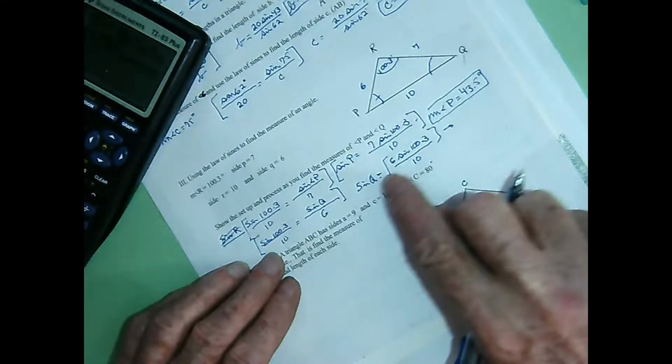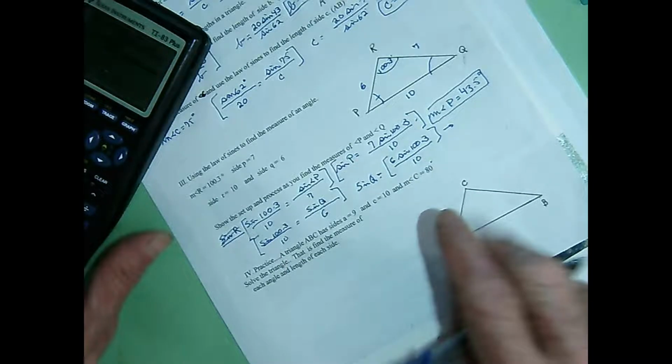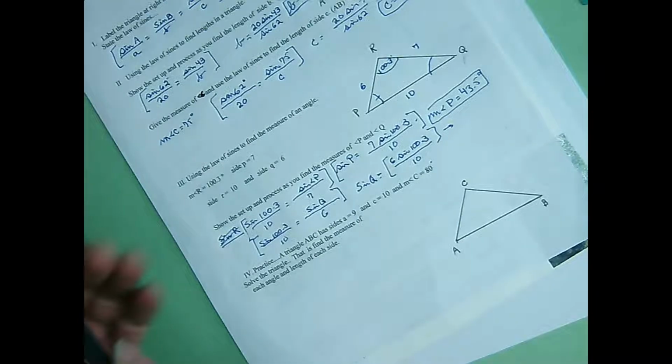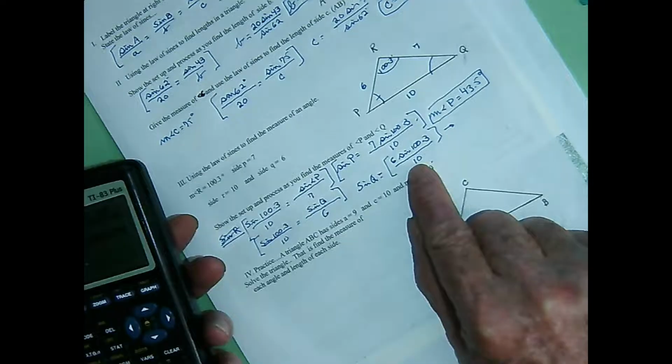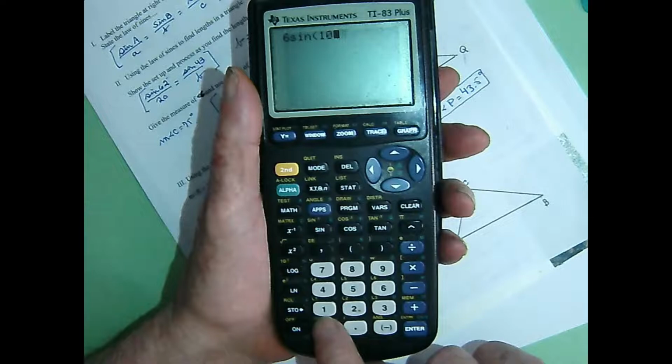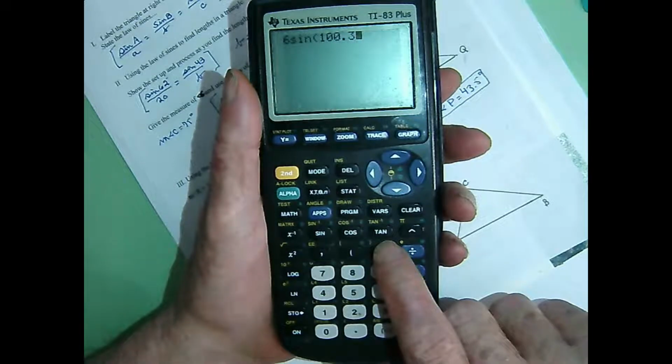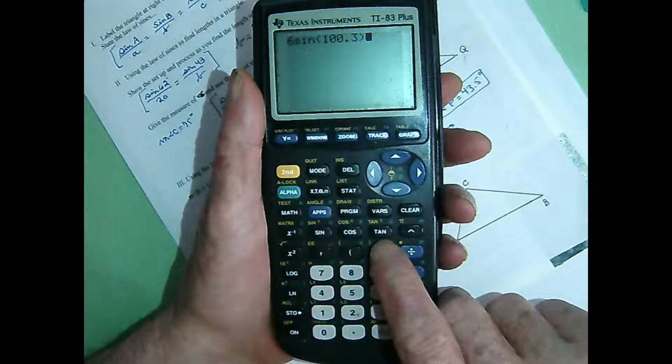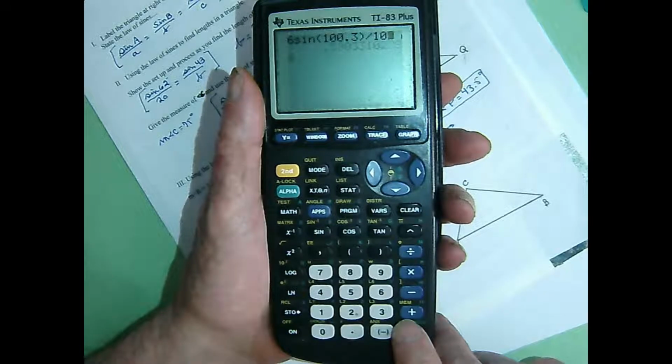Then we got to add up these angles to see if they add up to 180. Let's make that happen. So first we should evaluate this amount. 6 sine 100.3 divided by 10. I got to close those parentheses. Divided by 10. And that gives me this amount.